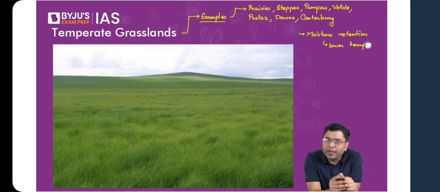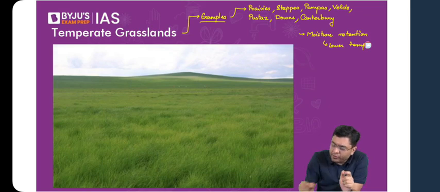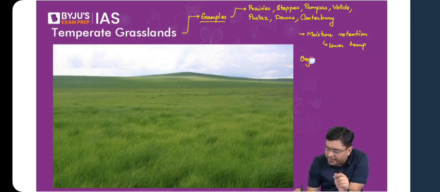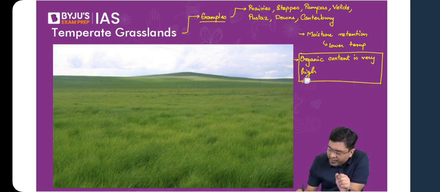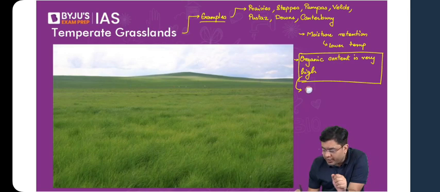Will the organic content be high or do you think the organic content here will be low? What do you think? Very good. Himanshu, Kishan, Ayushi, correct. Abhishek, Gulam, incorrect. Sridevi, correct. So here, organic content is very high. Why? Because of low temperature, rate of decomposition is slow.